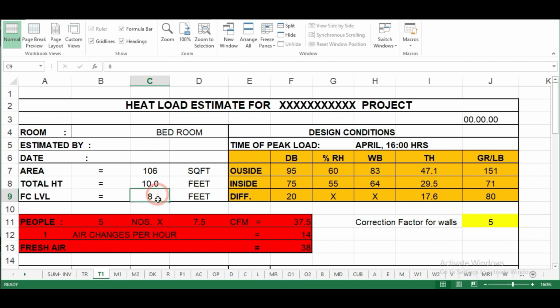Next is false ceiling level. Whether you have a false ceiling in your area, premises or home or not. If you have a false ceiling, enter the height of the false ceiling from the floor. If not, then the clear height will be entered over here as 10. Since I am demonstrating a project, I feel considering the false ceiling, the demonstration will be good, so that in many cases people can use it.